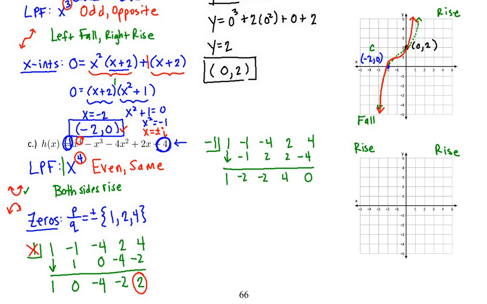And lo and behold, we got what we were looking for. Since this has a remainder of 0, we know that -1 is, in fact, one of the zeros. Now remember, with synthetic division, that first line represents a degree 4 polynomial. So this last line of coefficients represents a degree 3 polynomial. So we can actually continue our synthetic division process.